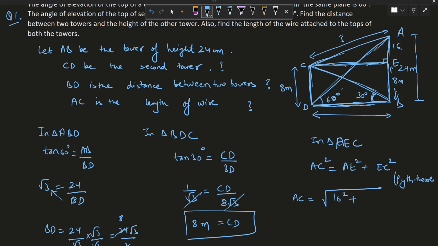EC will be the base. Base I got as 8 root 3. So that's 8 root 3 square. So let's find out. 256 is the square of 16. 64 threes are what? Just multiply 64 into 3. How much will you get?